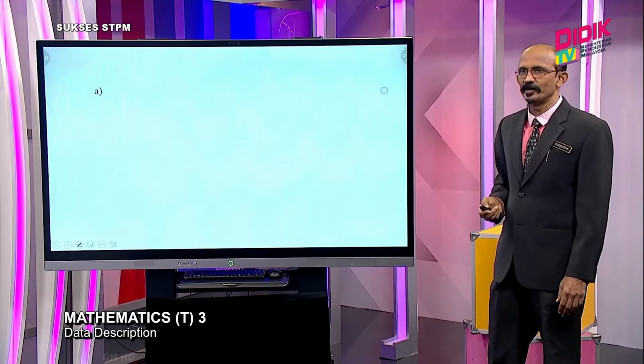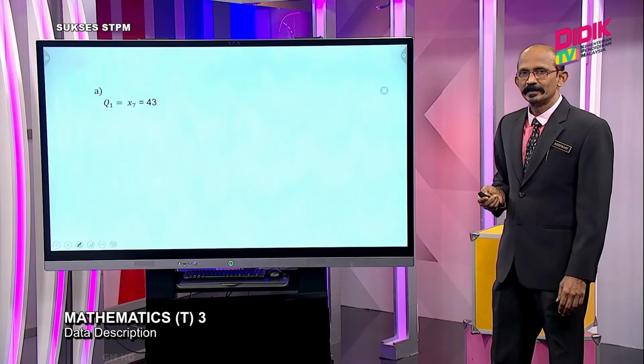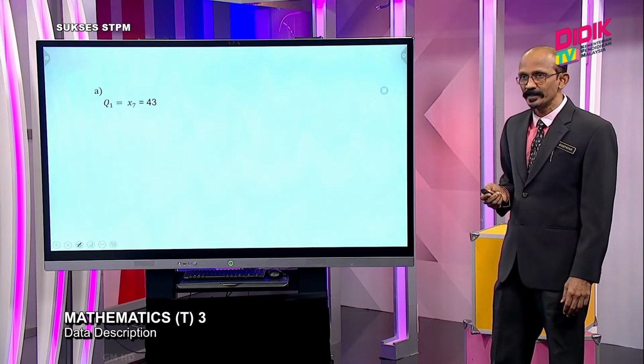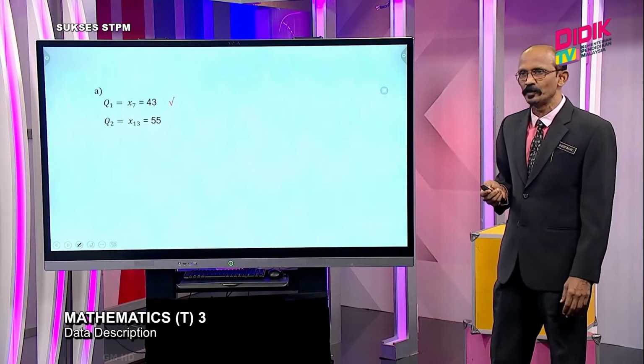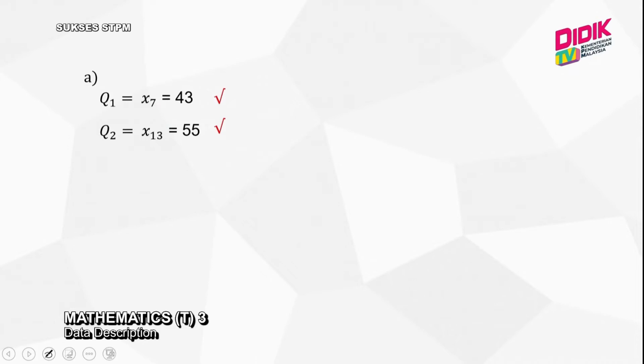After you rearrange your data, your Q1 will be the 7th observation, which is equal to 43. Your Q2 should be the 13th observation, which is equal to 55. And then your Q3 is the 19th observation, which is equal to 62. That means each one you will get 1 mark. The most important is your indication here, so you are using Q1 equal to 43. Maybe some students wonder, what happens, sir, if I use small q? It's okay, it's acceptable. Then we continue.